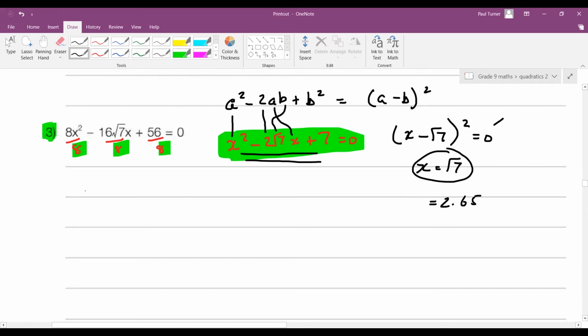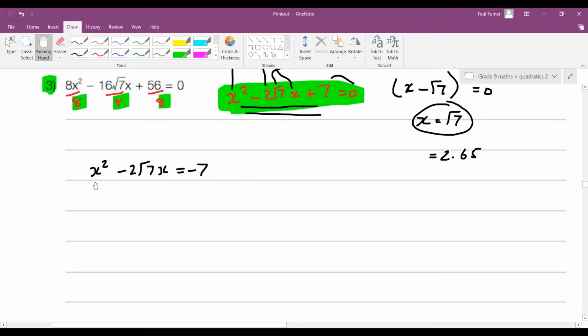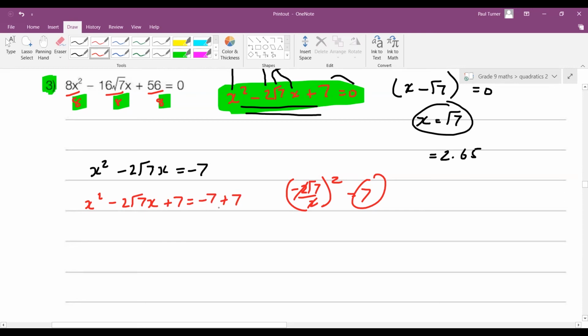But if you're completing the square, you would have had x squared minus 2 root 7x equals minus 7. This is probably what most of you did. We take the middle number and square it. This will cancel, minus 1, and root 7 squared would become 7. This is the number we add to both sides. So x squared minus 2 root 7x plus 7 equals minus 7 plus 7. So you get 0 on this side.